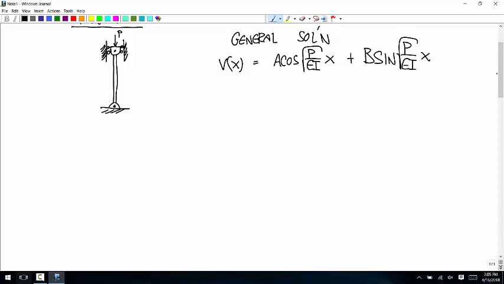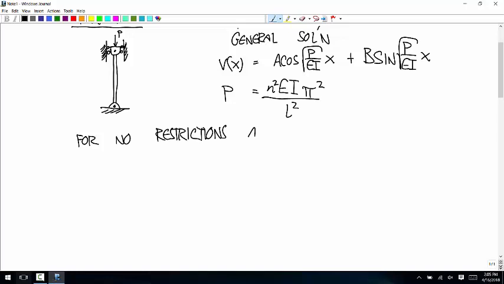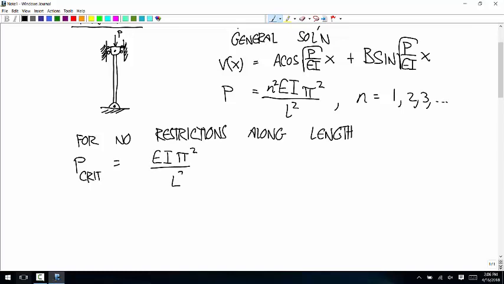So we got this, and then when we solved it for the boundary conditions, we got that P for equilibrium is equal to, well, in general, N squared EI pi squared over L squared. And so if there are no restrictions along the length, then you get the critical P value, N is equal to 1. This is for any n value. So P critical is equal to EI pi squared over L squared.